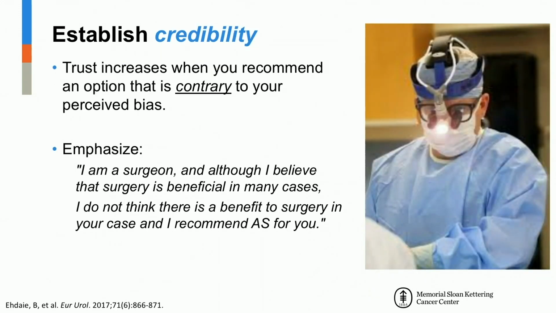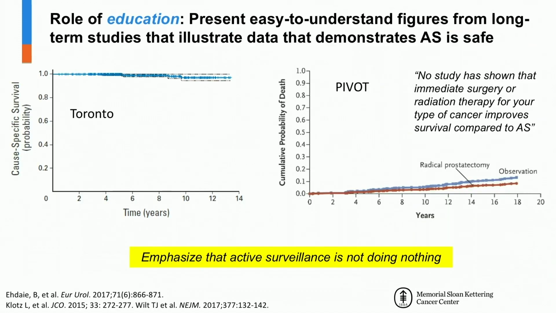Another very important, or powerful, principle is that of establishing credibility. And trust increases when you recommend an option that is opposite or contrary to your own perceived bias. So if you're a surgeon or a radiation oncologist, you can say, "I'm a surgeon, I love to operate," or "I'm a radiation oncologist, I can radiate your prostate. And I believe that that could be beneficial in many cases, but I do not think there is a benefit to surgery or radiation in your case, and I would recommend active surveillance." Remember the man in the Wall Street Journal, this was a very powerful word.